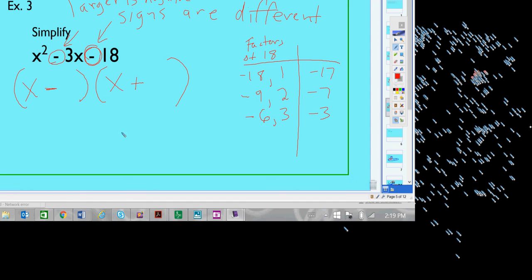And so what I said earlier, the larger term's going to get the negative. And so when I factor or multiply this out, then I would get negative 18. Because my inner term is negative 6x and my outer term is 3x. Together, that's going to combine to be the negative 3x. Okay. Questions about those three? That's the basic skill for it.